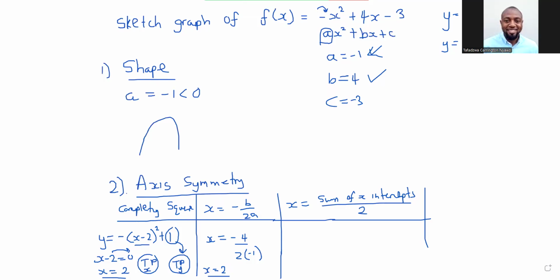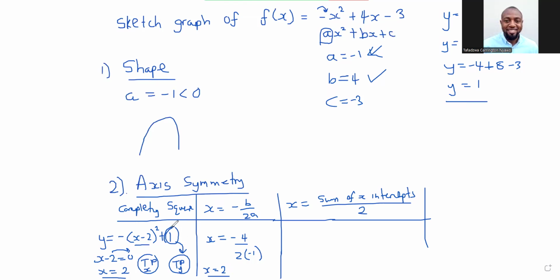So y here is equal to minus 2 squared plus 4 times 2 minus 3. Okay, then y is going to be equal to minus 4 plus 8 minus 3. And if you use BODMAS, the order of operations, you realize you're going to get 1. You see? The same one that I just got when I completed the square.